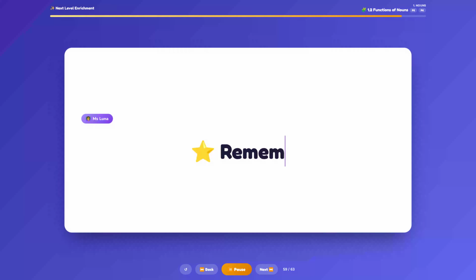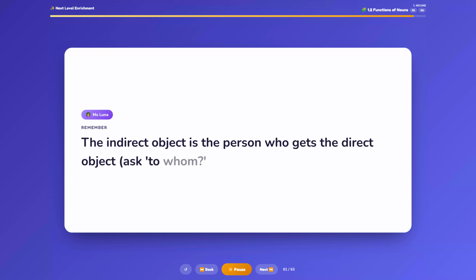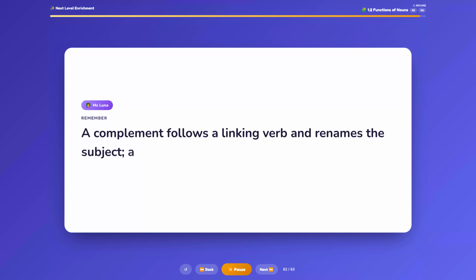Let's remember the key points. The subject does the action. The direct object receives it. The indirect object is the person who gets the direct object. Ask to whom or for whom. A complement follows a linking verb and renames the subject. A noun in apposition sits beside another noun to explain it.